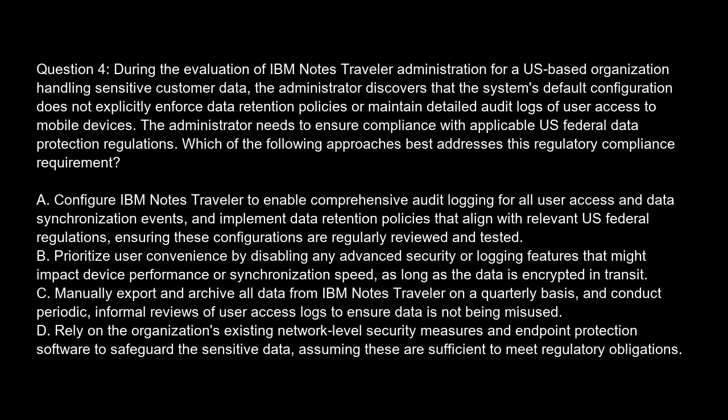Option C. Manually export and archive all data from IBM Notes Traveler on a quarterly basis, and conduct periodic, informal reviews of user access logs to ensure data is not being misused. Option D. Rely on the organization's existing network-level security measures and endpoint protection software to safeguard the sensitive data, assuming these are sufficient to meet regulatory obligations.